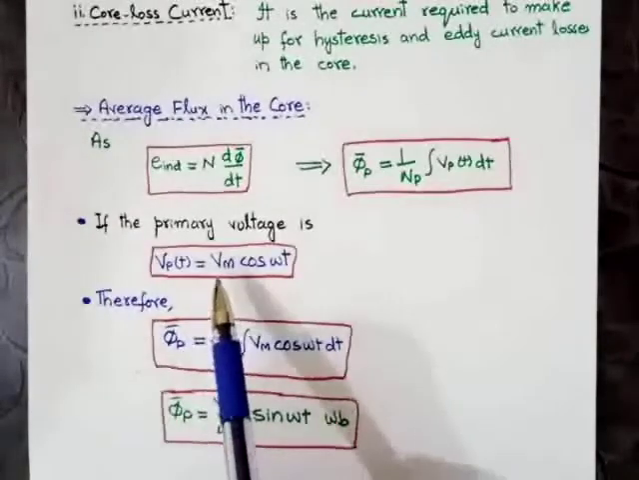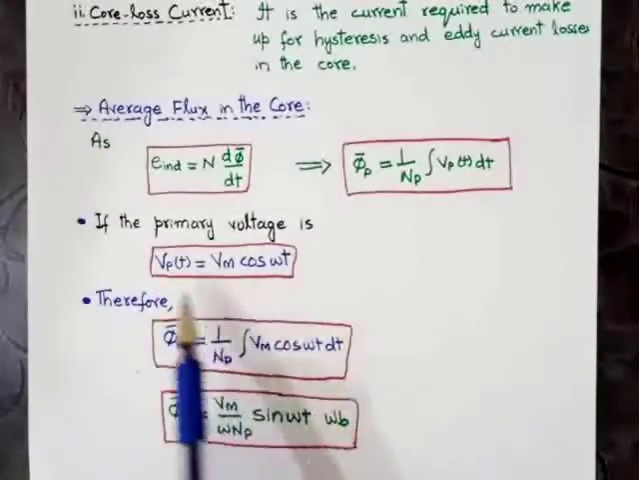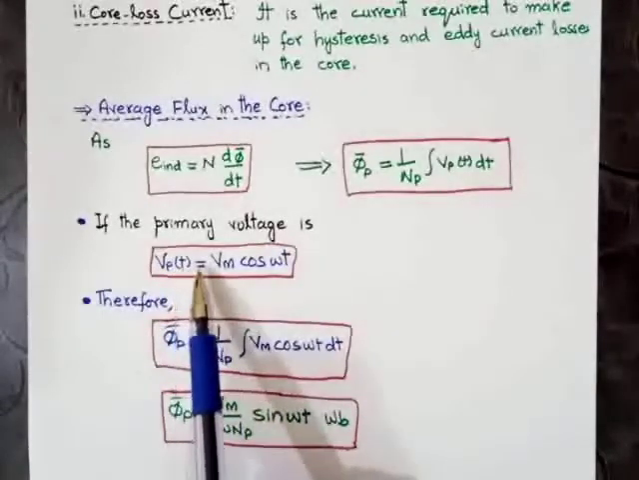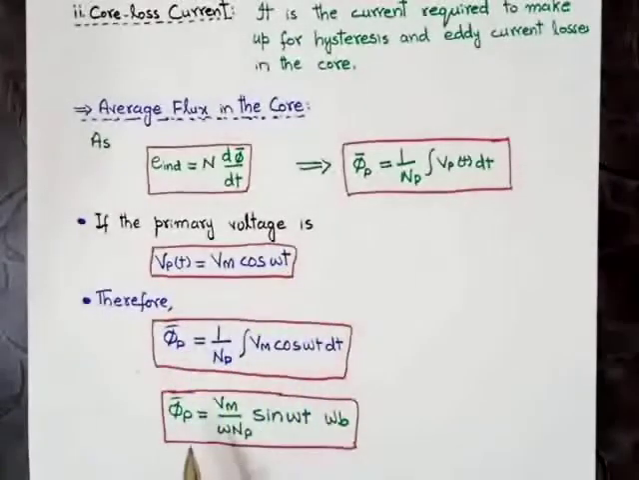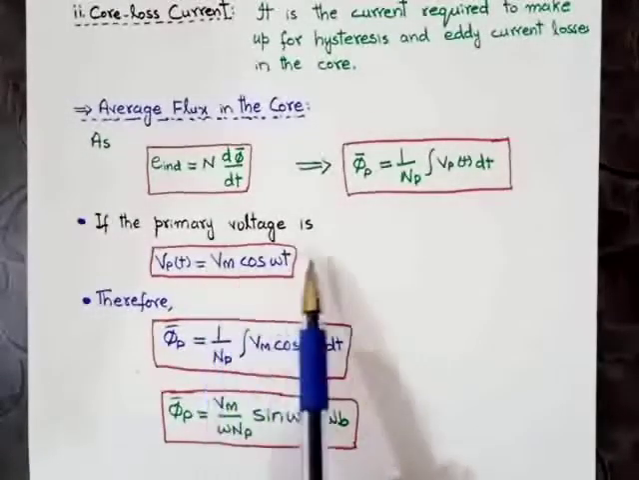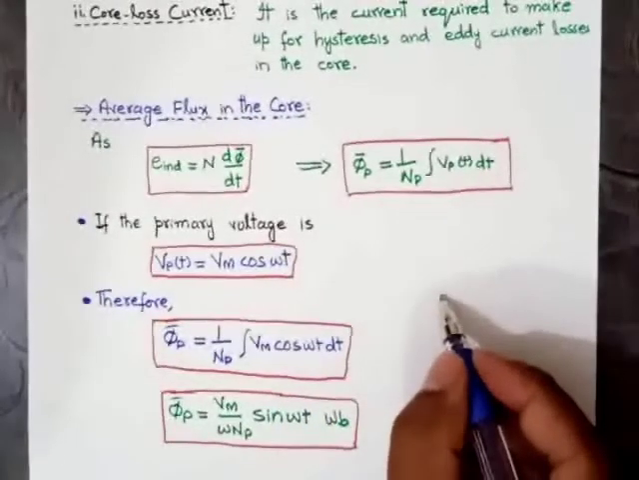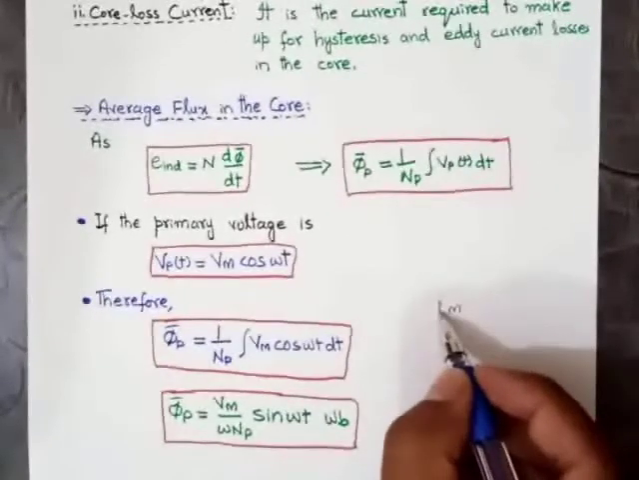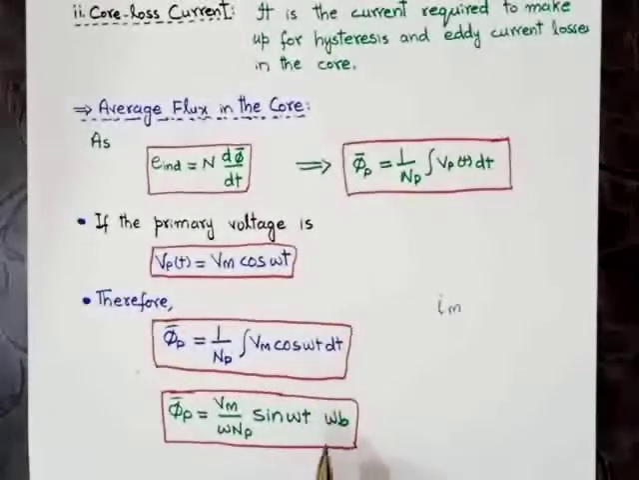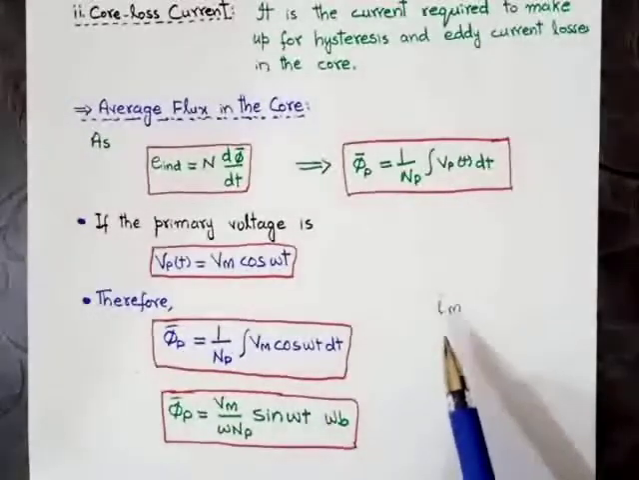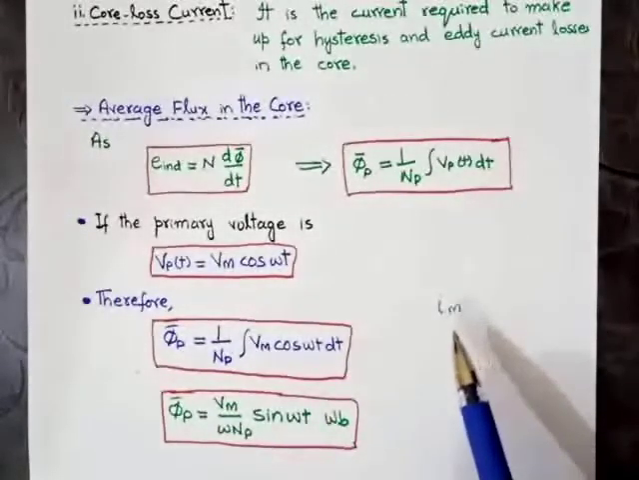Both are not in phase, as you can see in both equations. The applied voltage is basically in the form of cos, and the average flux is basically in the form of sine. So these two equations are very important to determine the shape of the magnetization current Im. These two equations will play a very important role to determine the shape of the magnetization current Im.